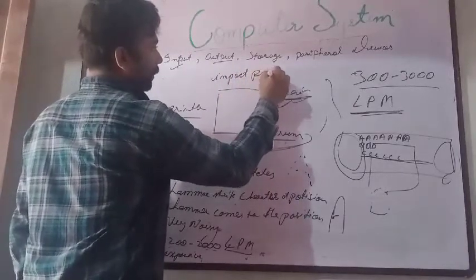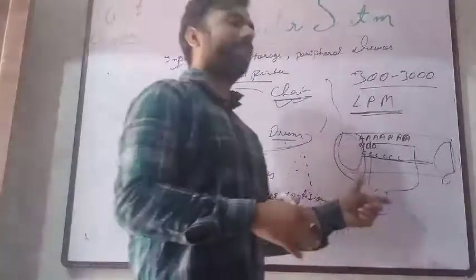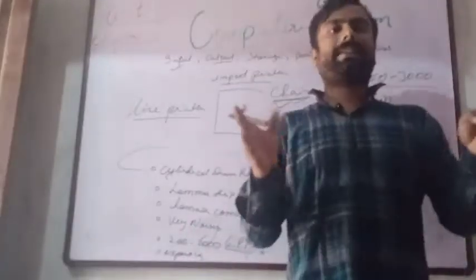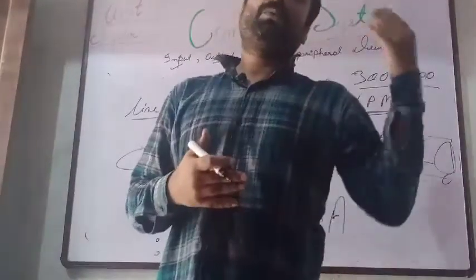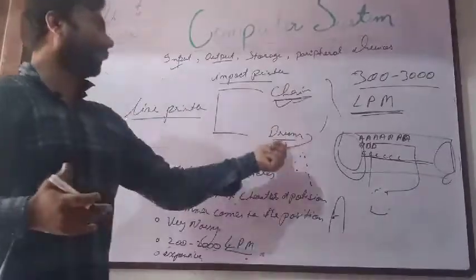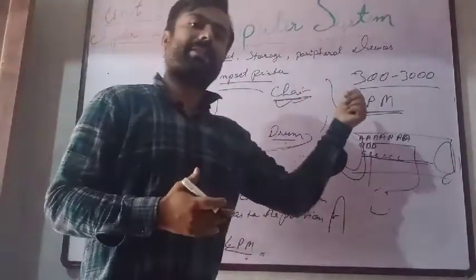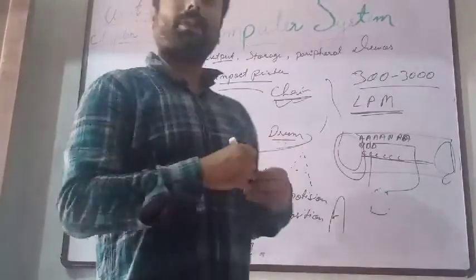Okay, now I will tell you about the non-impact printer. So impact printer has been divided into two forms, line and the character. In the line printer, chain and drum. In the character printer, dot matrix and daisy wheel. So next time you will get the information of the non-impact printer.